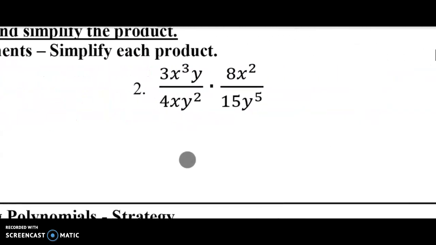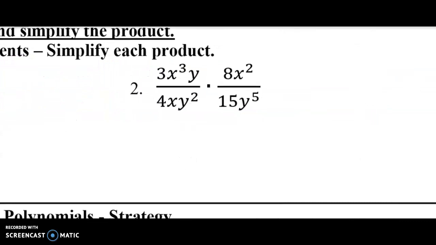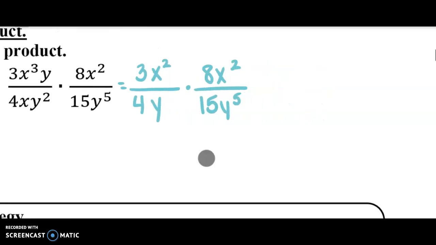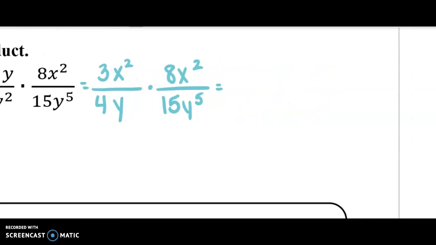Okay, one more problem like that. I'm going to simplify the fractions themselves before I multiply straight across. So I'm going to have 3x to the 2nd over 4 times y. Multiply that. This can simplify, so 8x squared over 15y to the 5th is what I'd be left with. Multiply straight across. So then I would have 24x to the 4th over 60y to the 6th.